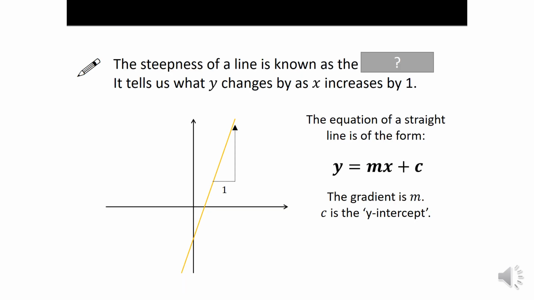So the steepness of the line is known as the gradient. It tells us what y changes by when x changes by 1. So if we move 1 in the x direction, what does the y change by?